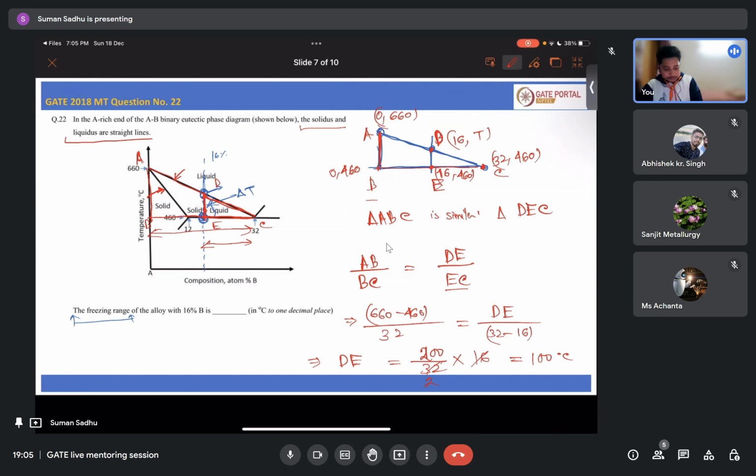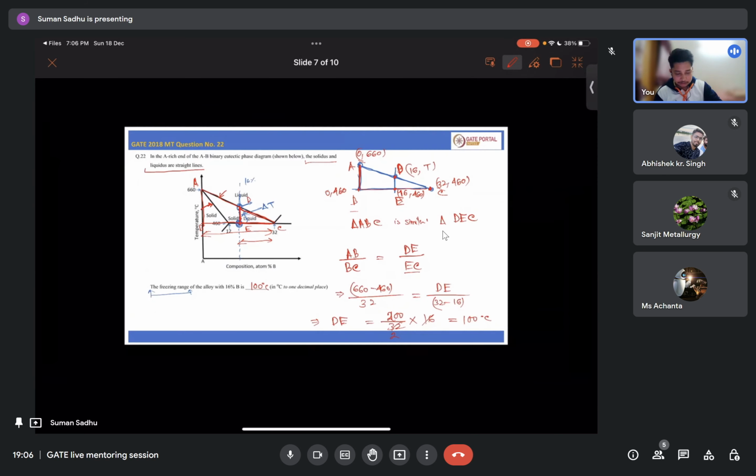So what is the freezing range? Freezing range is from this location to this location. That means the freezing range is 100 degrees centigrade. Everyone understood? Sir, for calculating any freezing range, do we have to follow this method? Yes, you follow this procedure.